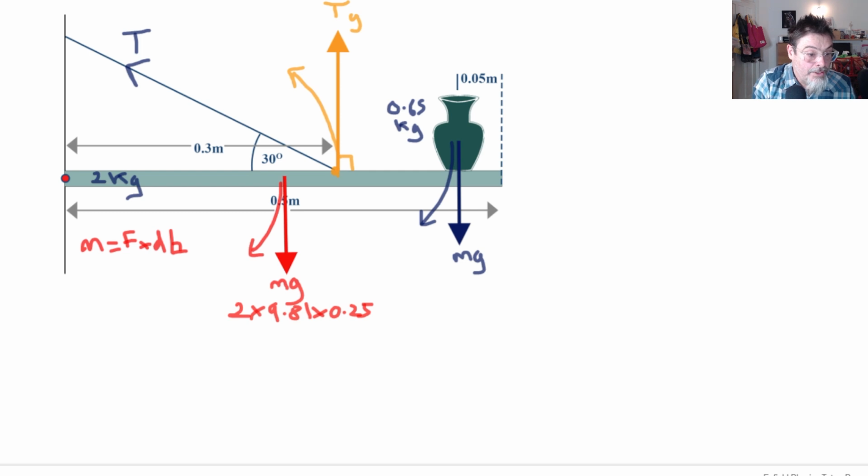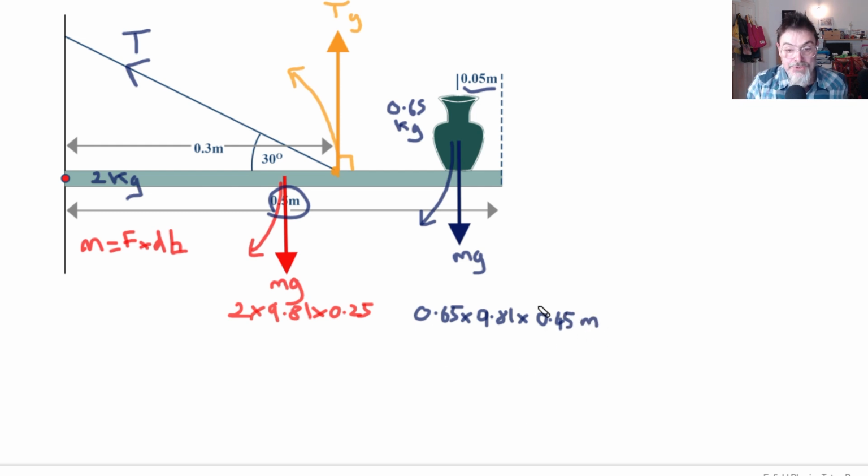Then for the vase, we'll start with the force. The force is going to be 0.65 times 9.81 times the distance, which is going to be 0.5 meters, disappearing under the red arrows, take away this distance here, so 0.45 meters. That's its distance to the pivot point at the end here. So if we add those two together, that has to equal the yellow anti-clockwise moment, which for us is simply going to be Ty times 0.3 meters. It tells us there 0.3.